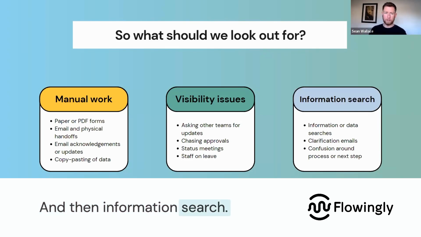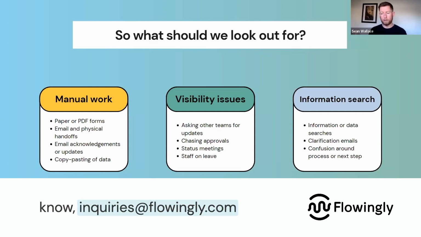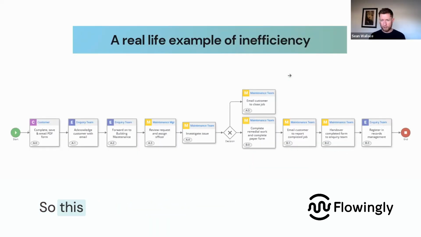And then information search. So that's where we're often looking for information. When we're using email for capturing data, capturing information from people, one of the problems with email is that it's unstructured. So what typically happens, and you can imagine it when you're on a website and it says, hey, inquiries at flowingly.com or something like that, you send in information through there, and the person at the other end will invariably come back and say, oh, we also need this, this, and this.